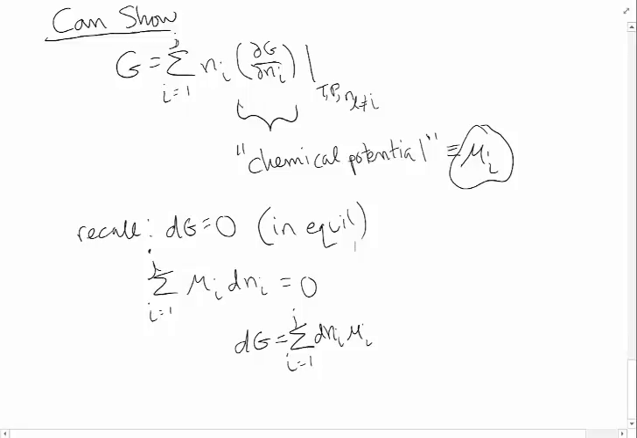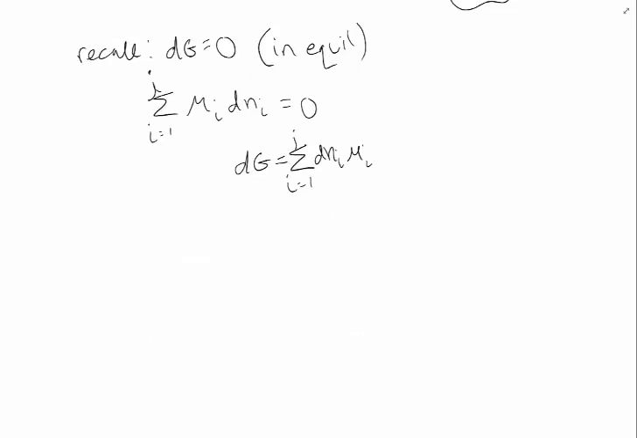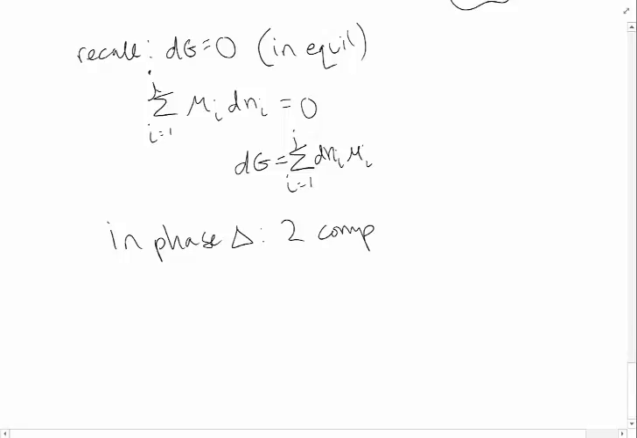So let's do a quick, simple application of this to phase change. So in a phase change, how many components do you have? Let's say a liquid to vapor phase transition. Well, you'd have two components, the liquid and the vapor. Okay, so our summation is going to have two terms because there's two components.